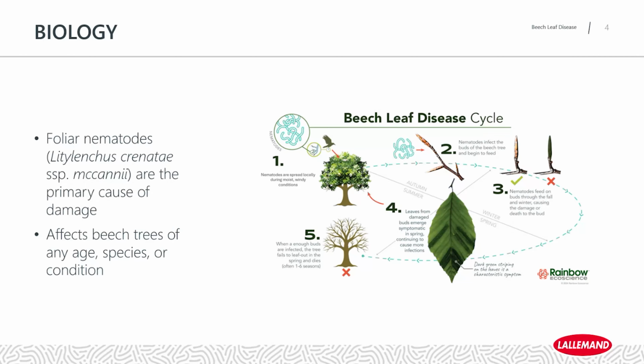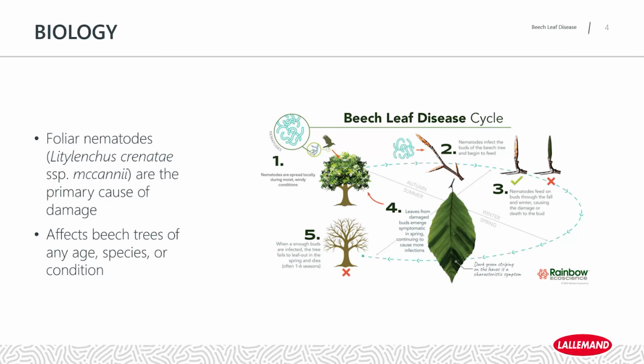So diving specifically into beech leaf disease, we can better understand it and how it specifically affects our beech trees. It has been determined that the primary cause of damage is a foliar nematode called Litylenchus crenatus, subspecies mccannii. However, I recently heard that the scientists are actually dropping that subspecies, mccannii, from the name. But essentially, the nematode can affect beech trees of any age, species, or condition. But to my understanding, it is limited to the beech family.